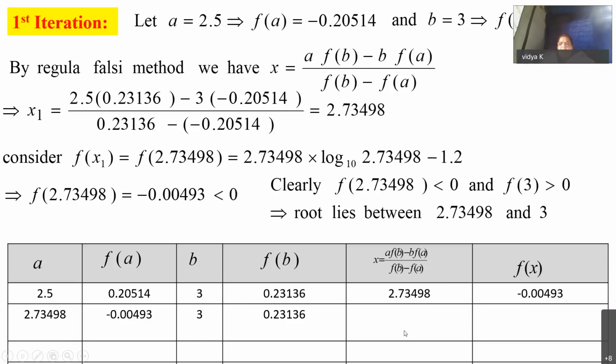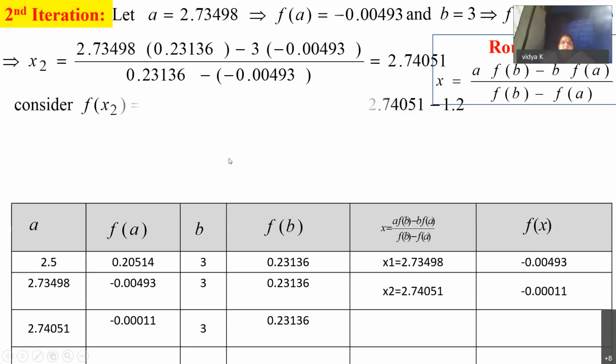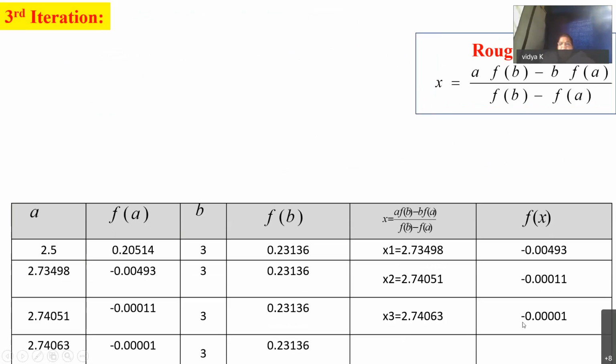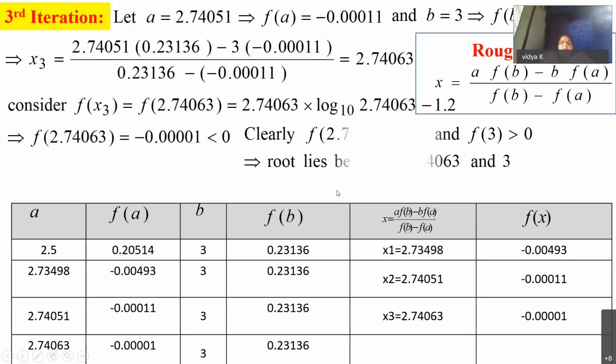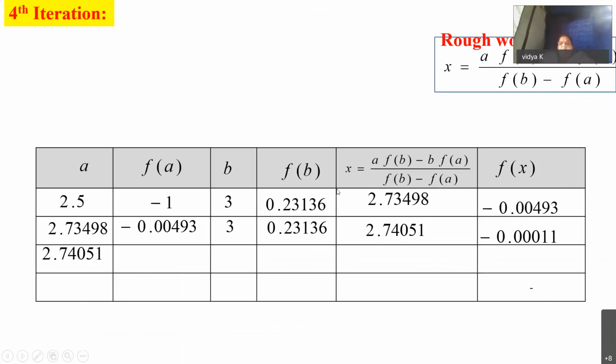Next, I simplify. I go to the second iteration. In the second iteration, I take A as this, B as this, and in the formula I substitute, and I get again here x3 as this. It is negative, therefore root lies between. So I replace now this by this, and this x3 becomes now a, and this 3 I retain, and I do. So go on, do that fourth iteration till you get somewhat the same answer.